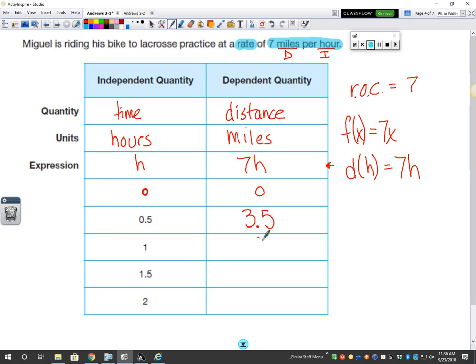1 hour is 7. 1.5 would be like, okay, so 1 was 7, a half hour was 3.5, so 10.5. But also you could come over here and say 7 times 1.5, and you could get your 10.5 that way. Okay. 2 hours is going to be 14 miles. Okay.